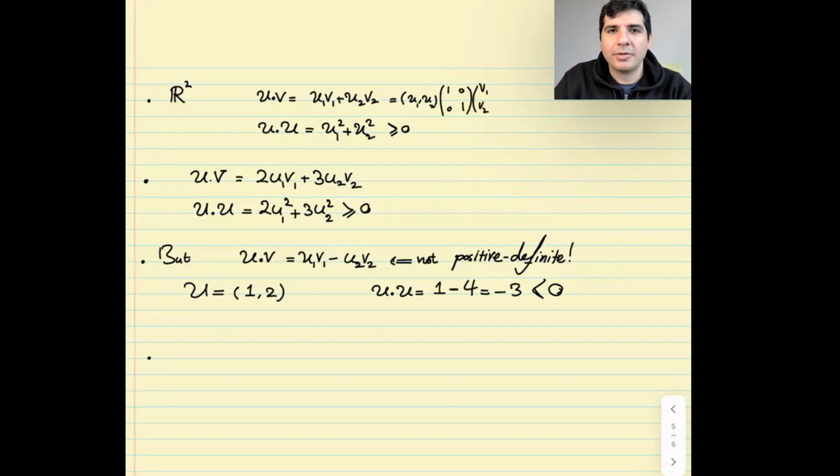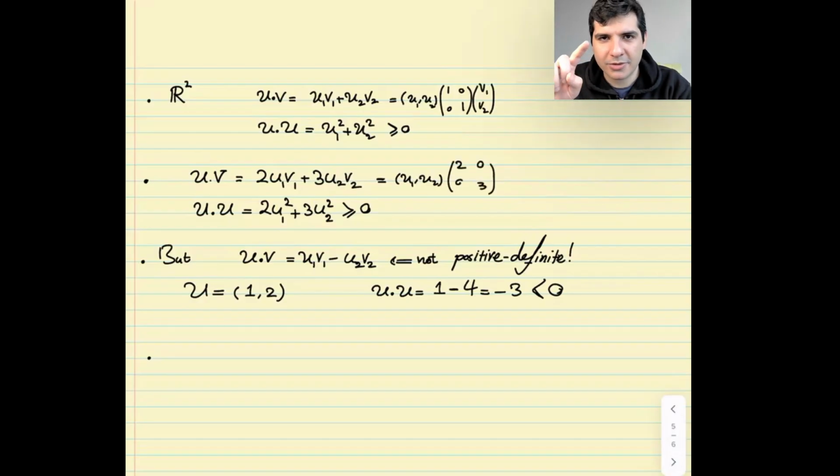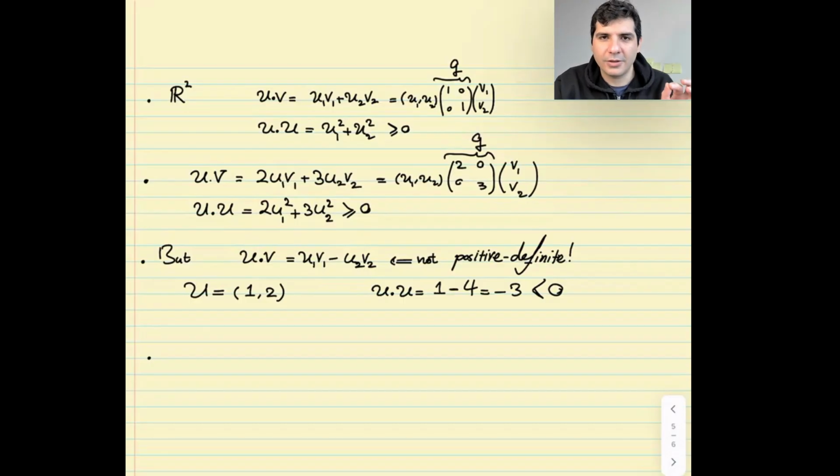Also note that I can rewrite the inner product in a slightly different way. I can write the inner product in a matrix multiplication form of u1, u2 times the identity matrix times v1, v2. In the second case, it is u1, u2 times the matrix 2, 0, 0, 3, times v1, v2, which is the transpose of v. We usually denote this matrix by G. This is the common notation. So the inner product looks like u G v transpose, right?